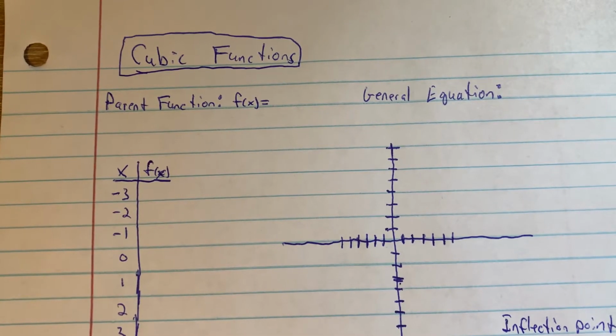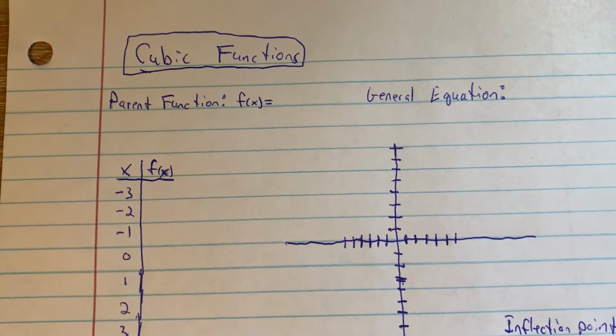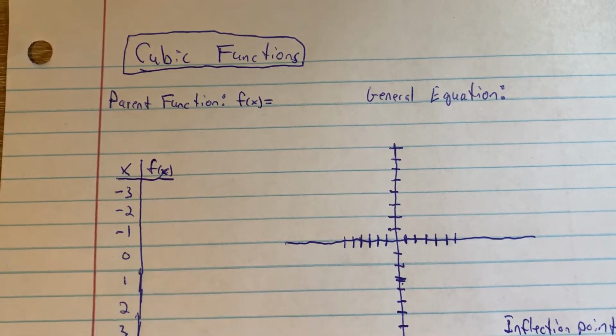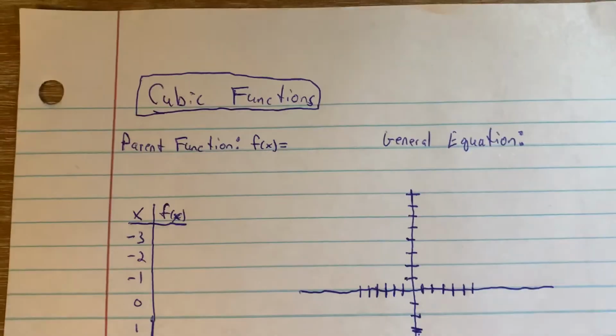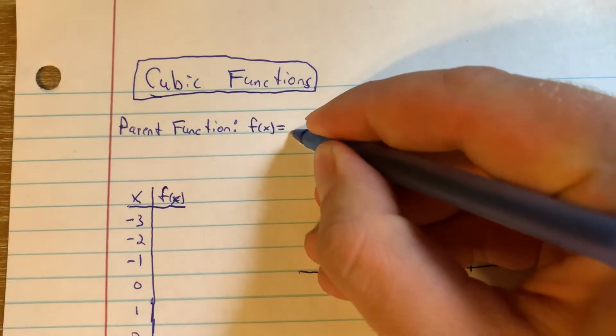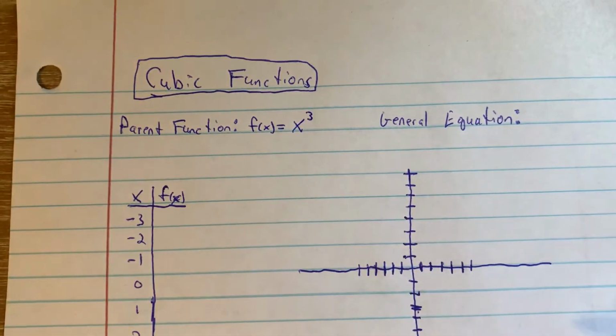All right, let's talk about cubic functions. This is one more type of function, and we don't really use it in modeling at the beginning of Algebra 2 very much because it comes up in more complicated situations, which we'll talk about in a second. But it is a type of function we should recognize. The parent function is f of x equals x cubed.